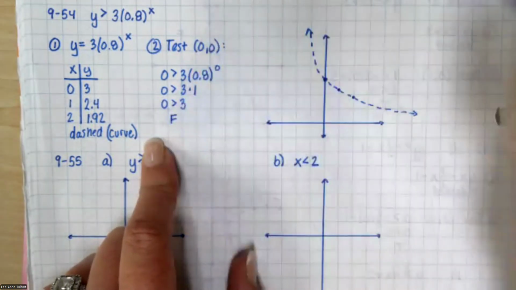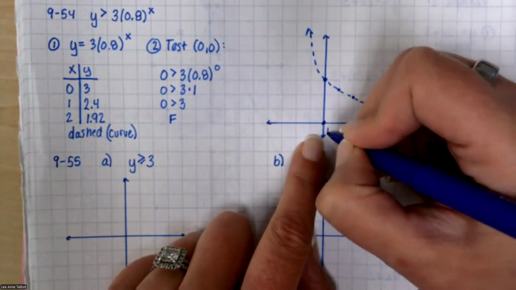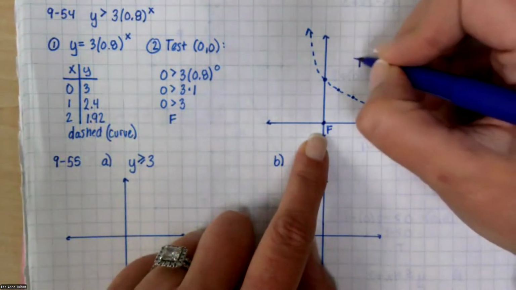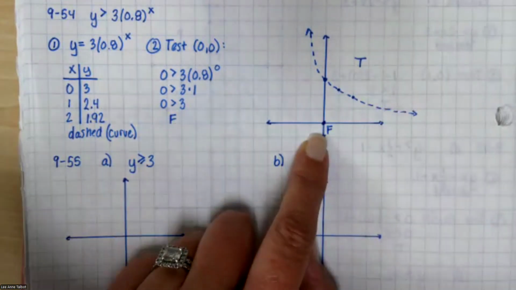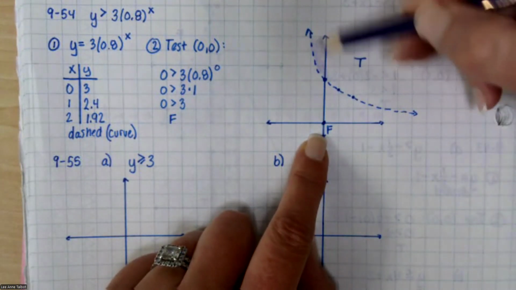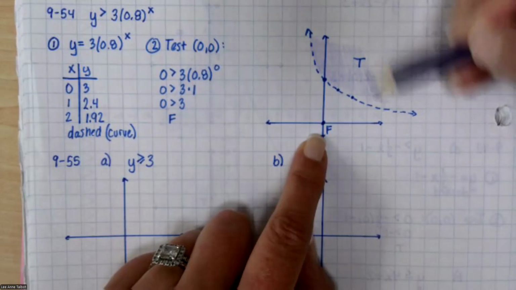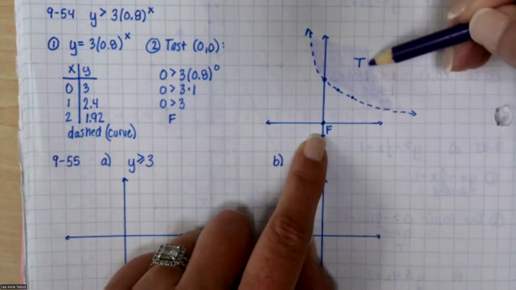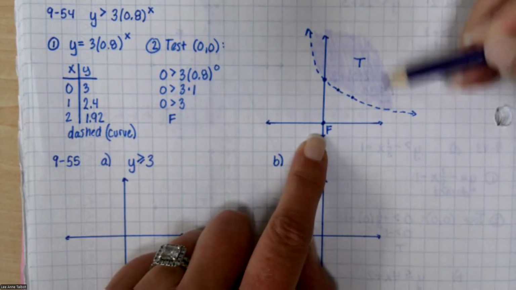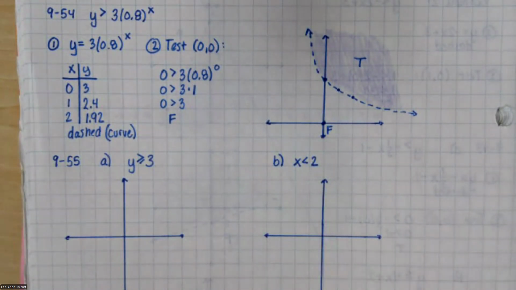which is false. It's about time we got a false. Okay, so I'm going to go to 0, 0 and make a little dot and put false. And then put true on the other side of the curve. And voila.